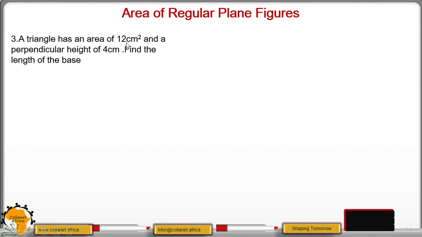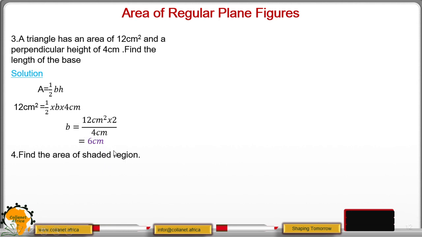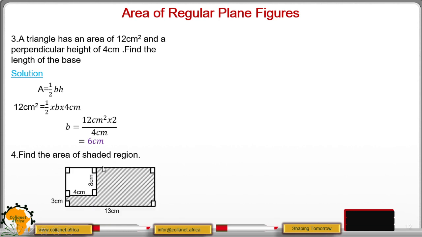A triangle has an area of 12 square centimeters and a perpendicular height of 4 centimeters. Find the length of the base. So we have seen that the area of a triangle is a half base times height. Now we've been given the area, so we replace it here: 12 equals a half times b times 4. We are looking for the value of b. So to get the value of b, we multiply by 2 both sides, and then we divide by 4. By so doing, 12 times 2 is 24, and 24 divided by 4 is 6, so it is 6 centimeters.